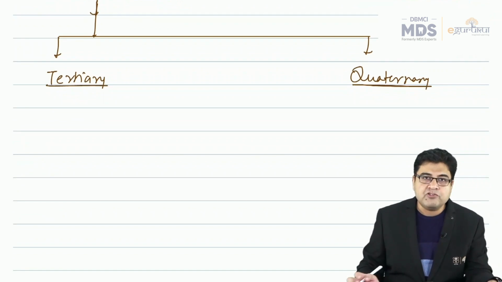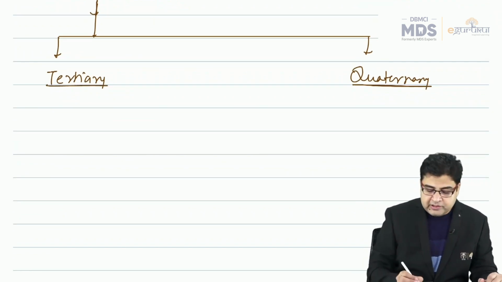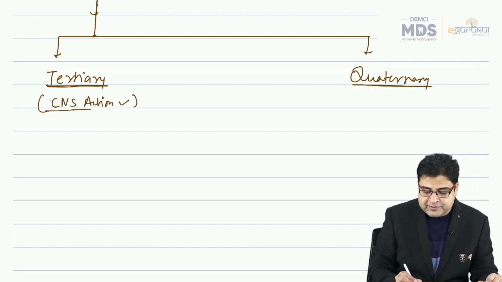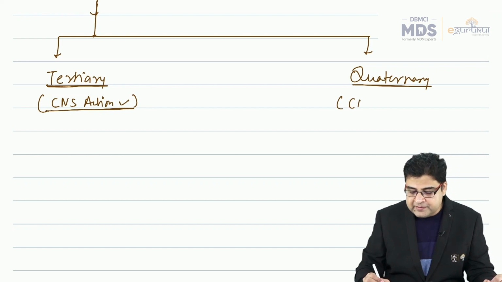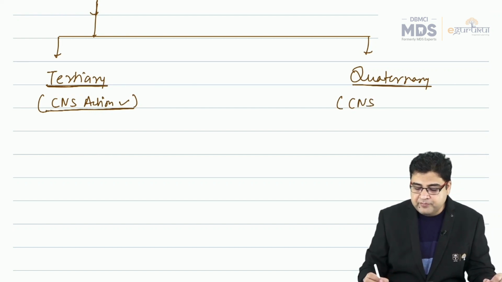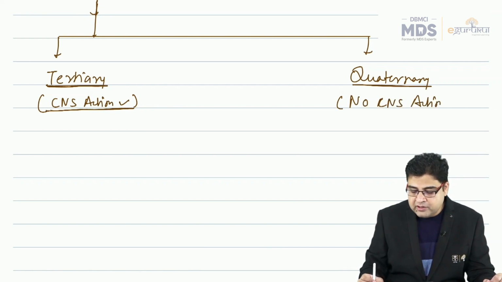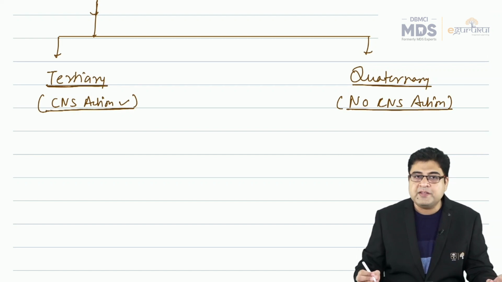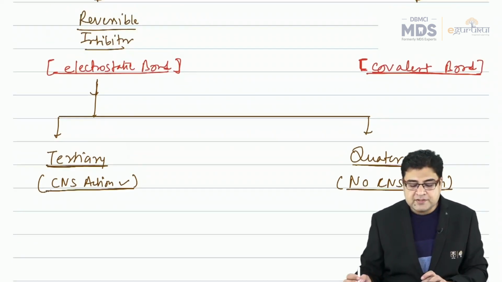Now if we talk about the tertiary medicines, these medicines have CNS actions present in the body, but quaternary medicines have no CNS action in the body. So what is the basic difference between tertiary and quaternary? Quaternary medicines have no CNS action in the body. Tertiary medicines have CNS action present in the body. The only difference is this.